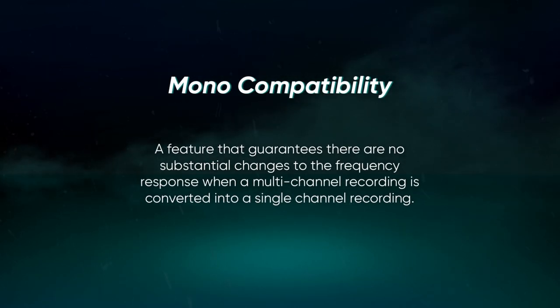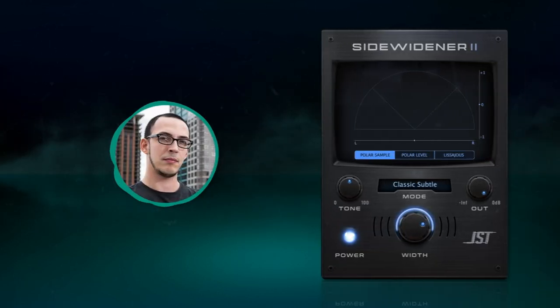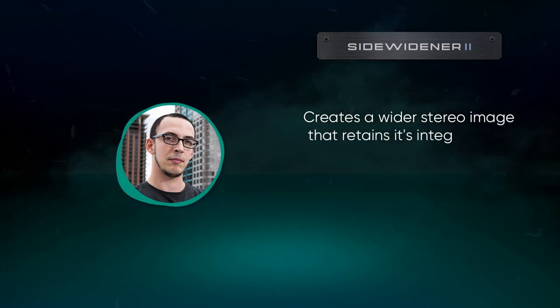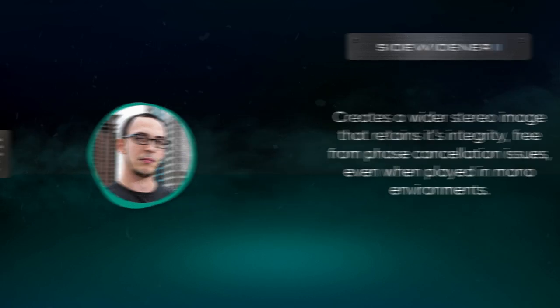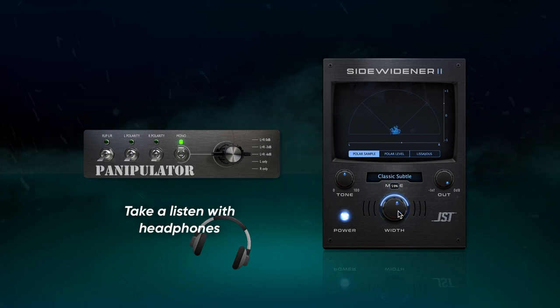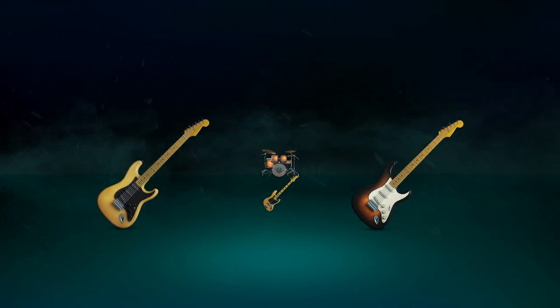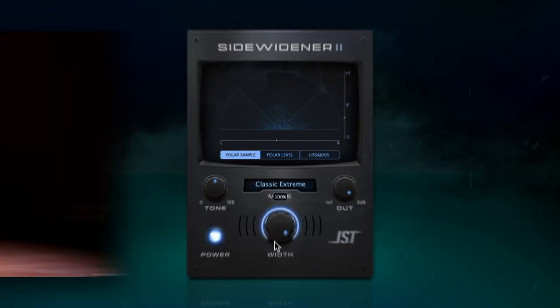This plugin is perfect for this because of its mono compatibility, which ensures that stereo recordings still sound good when played back in mono. The Side Widener 2 plugin excels in this by creating a wider stereo image that retains its integrity, free from phase cancellation issues, even when played in mono environments. But be careful, too much widening can lead to a mix that sounds unnatural or even uncomfortable on headphones. And it's all about finding the right balance.